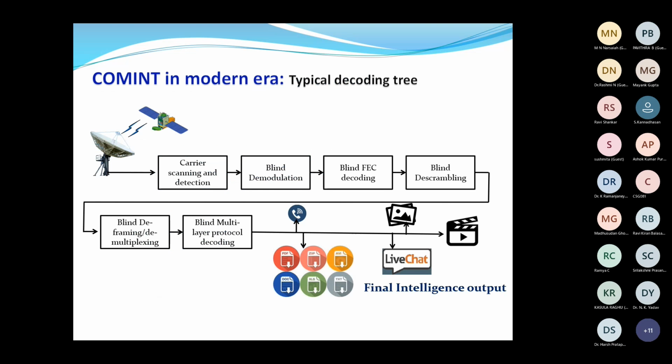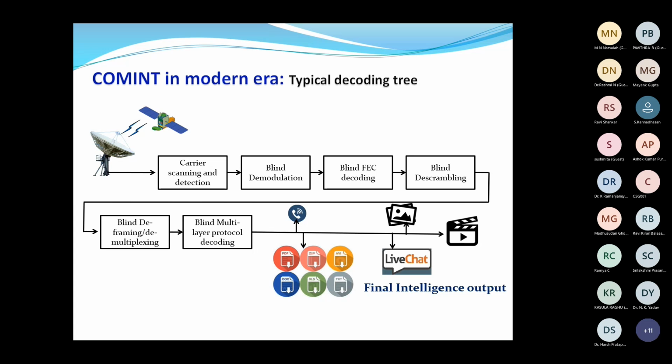So let us have a look at the signal decoding or processing tree for a typical COMINT system. At the forefront, we have the carrier scanning and detection block to detect the active carriers. Once the active carriers are identified, we can take on each active carrier to further process, starting with the demodulation process. Once we demodulate the signal successfully, we have to strip out the forward error correction, followed by the blind descrambling. Then we have the deframing process. And finally, we encounter the protocol level tree, where the payload data in terms of voice or text or video or any kind of intelligence message can finally be decoded. So this is the complete chain.